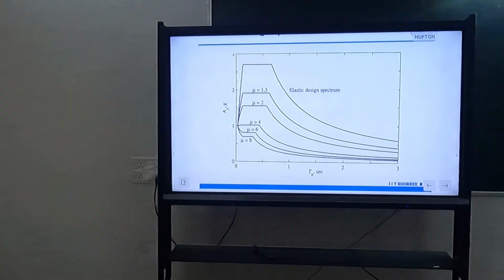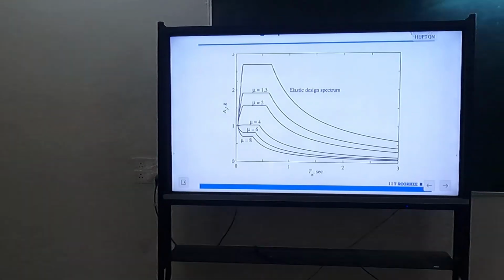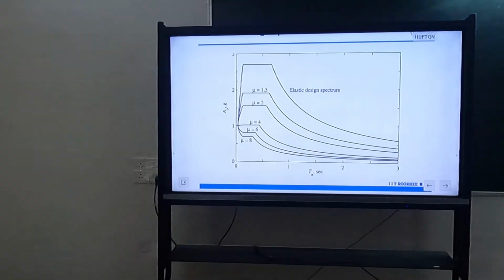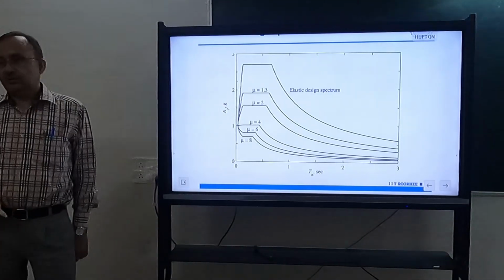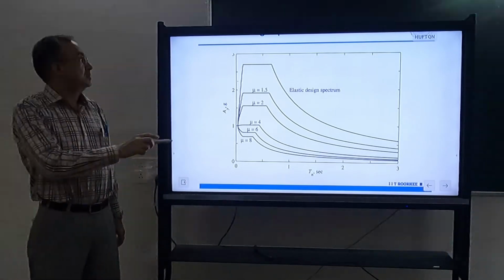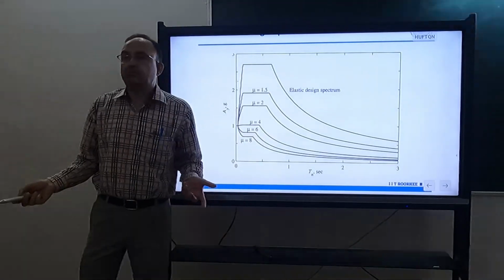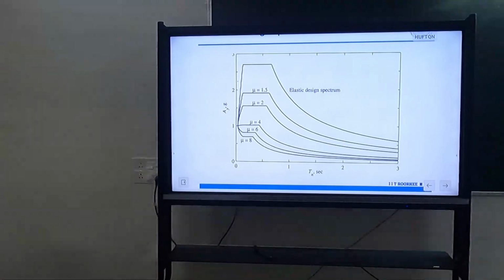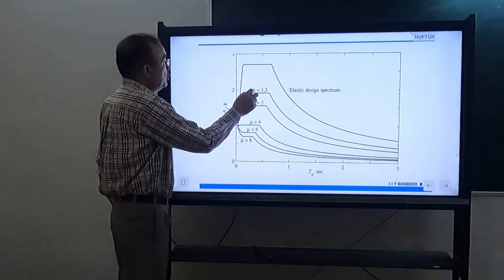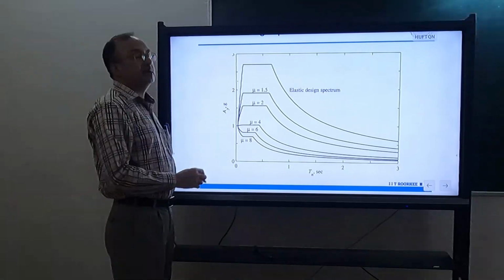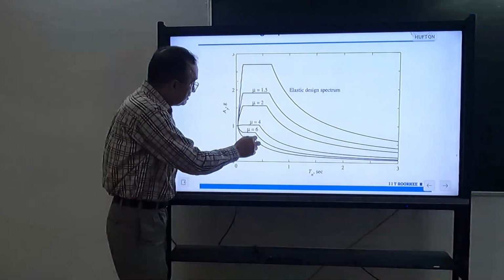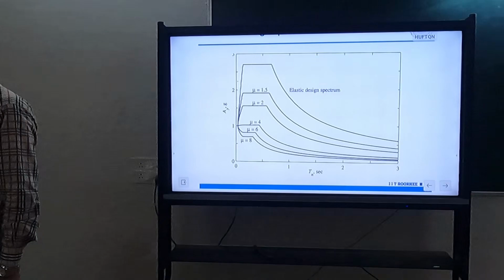Like we have plotted response spectra for different values of damping, in the same manner we can plot response spectra for different values of mu (ductility). So mu equal to 1 is actually the same as we have used in the code or site specific spectrum we have obtained. So that is mu equal to 1. Then for mu equal to 1.5, 2, 4, 6, 8. As the ductility capacity goes on increasing, the yield response spectrum goes on decreasing.